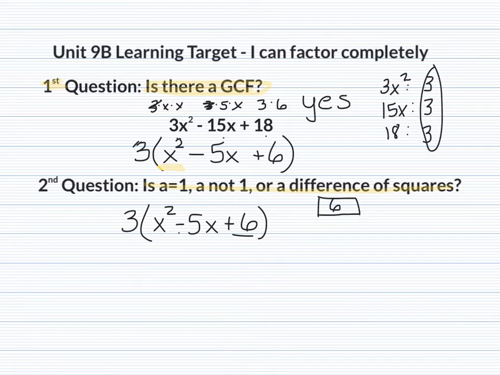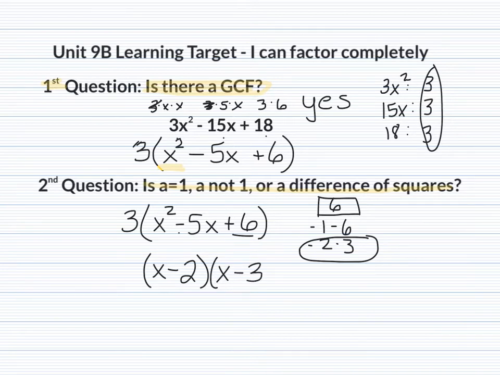Looking at 6, factors of 6: 1 and 6, 2 and 3. How could they multiply to get a positive but add up to negative? Well, they both have to be negative. So there they are, negative 2 and negative 3. So factoring this completely, I would have x minus 2 times x minus 3.